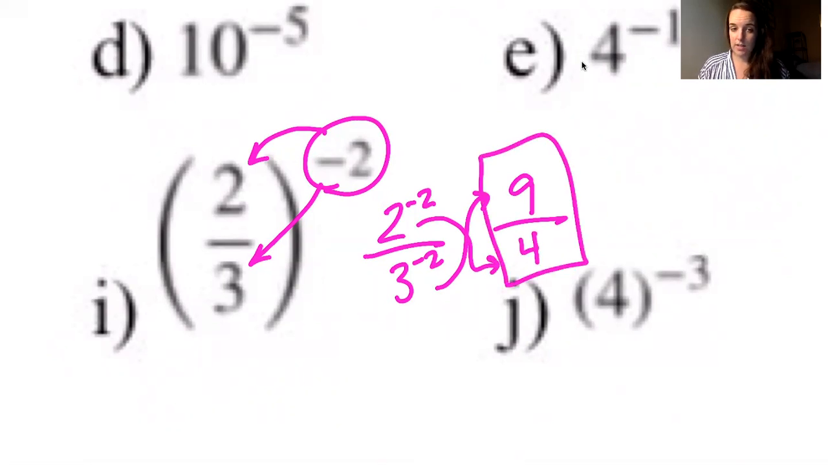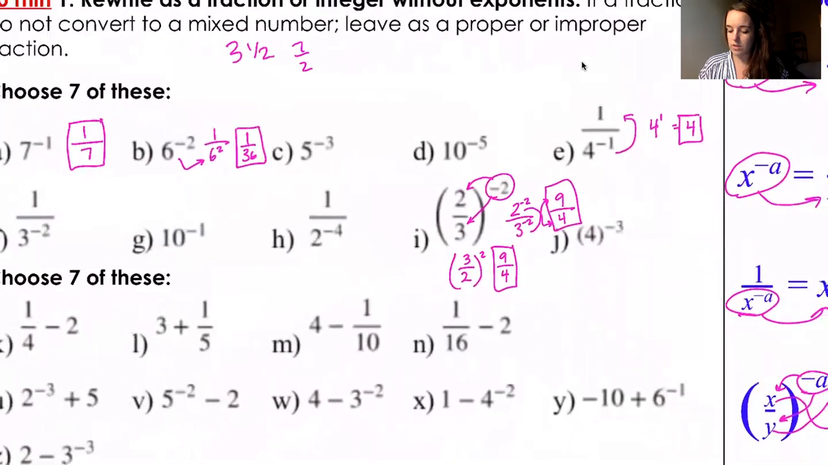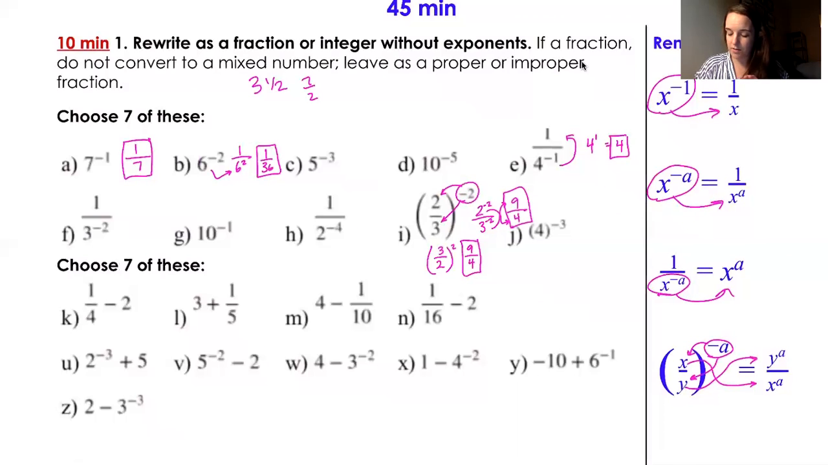In a negative situation, you can just flip it right off the bat. So you could say this is really like 3/2 squared, right? So dealing with that negative by flipping it. And then you would say same thing, 9/4. So your answer is that for I. So that's sort of like the first part of part 1.